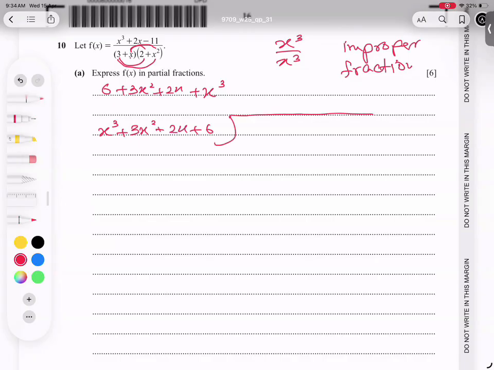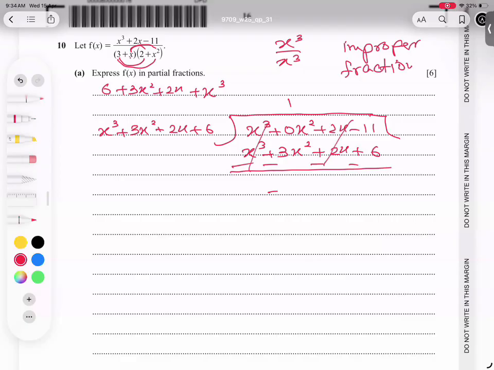So this, students, I'm going to write outside, and the upper part I will write inside: x to power 3, no x squared, so I'm writing 0x squared plus 2x minus 11. So x squared multiplied by what gives you this answer? 1. x cubed plus 3x squared plus 2x plus 6. Sign must change. These two terms cancel. Negative 3x squared, negative 17. So students, I think up till here, no difficulty at all.